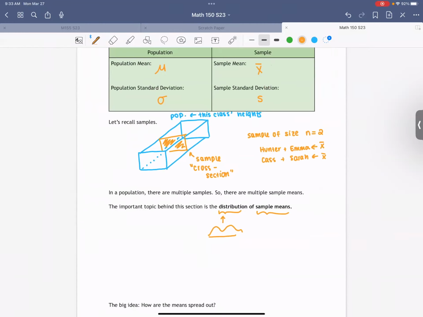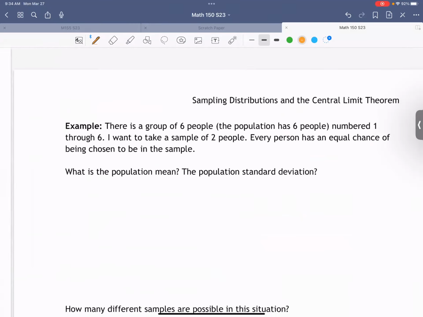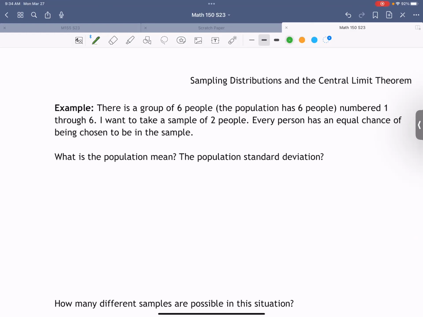All right, let's flip our page over. Let's find an actual example of this. Okay, so let's say we have a situation here. We have a group of 6 people. I'm actually going to draw them out. So we've got 6 people standing in a line, and I'm going to number them. So we've got person number 1, person 2, 3, 4, 5, 6. That's their name: person 1, 2, 3, 4, 5, and 6.